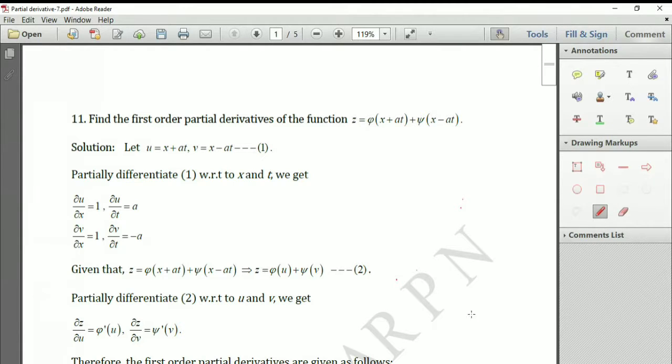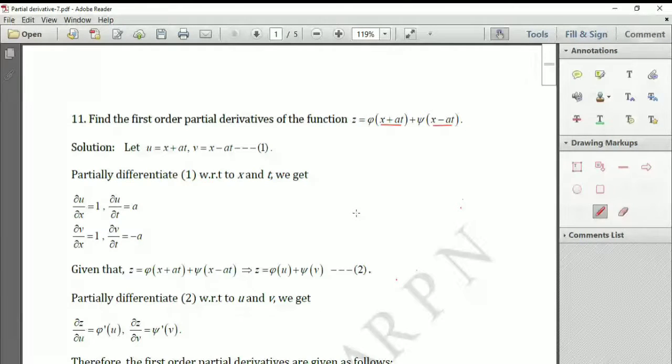Now, the first problem which we had is: find the first order partial derivatives of the function z equal to phi of x plus at and psi of x minus at. That means phi is a function of the variable x plus at and psi is a function of the variable x minus at.